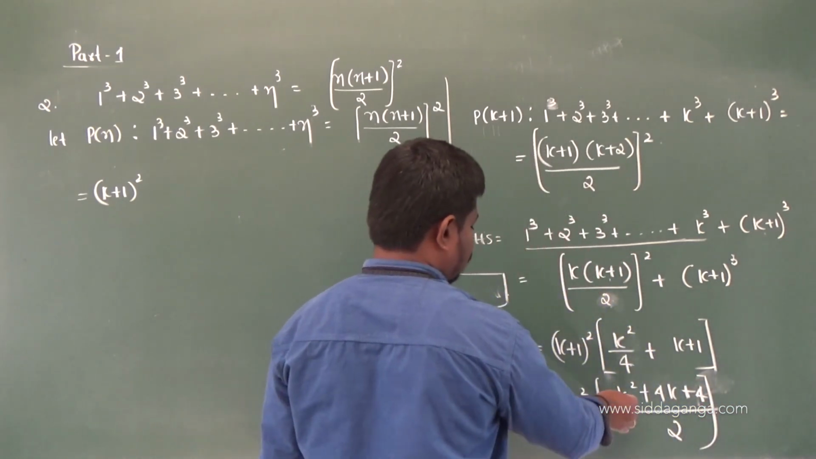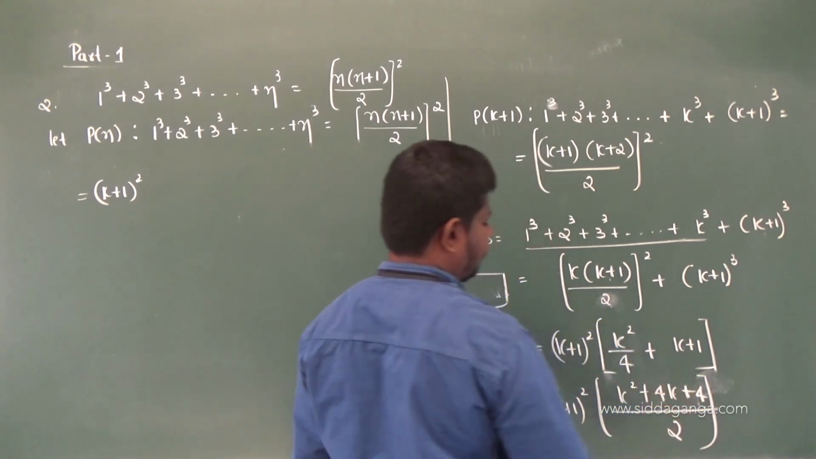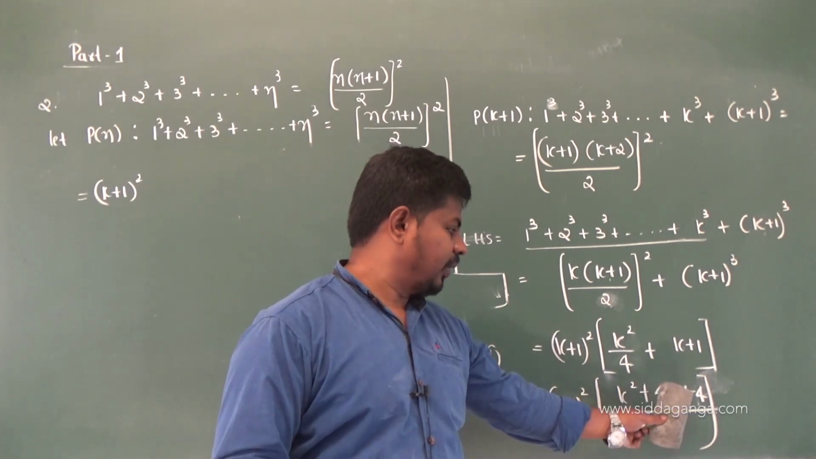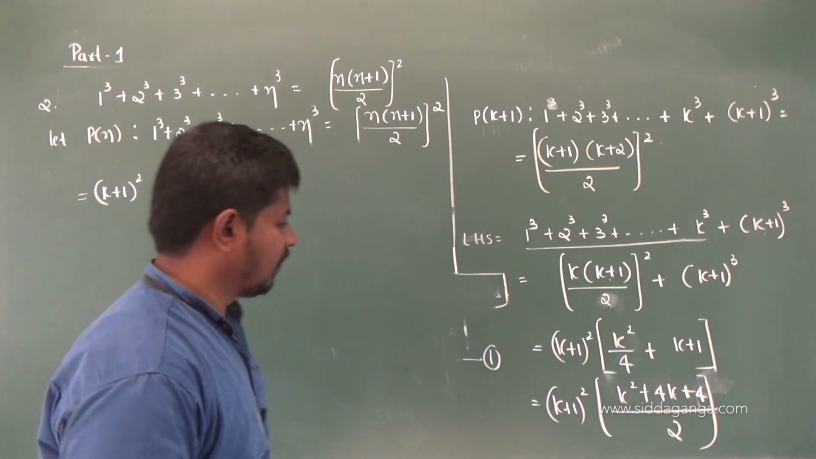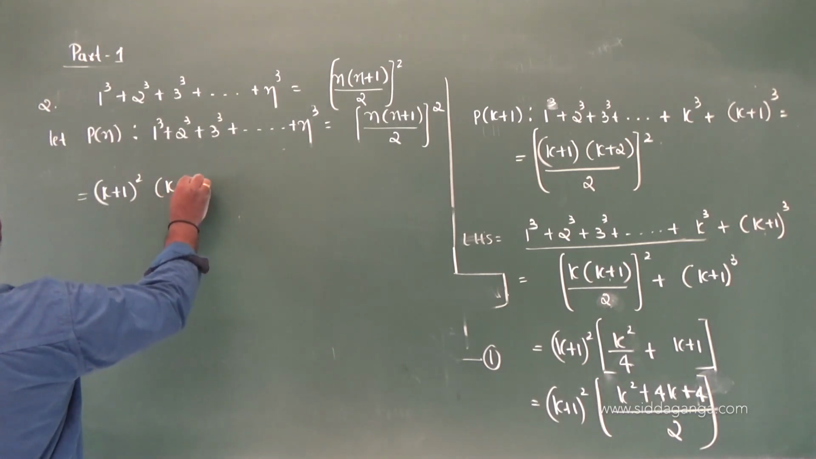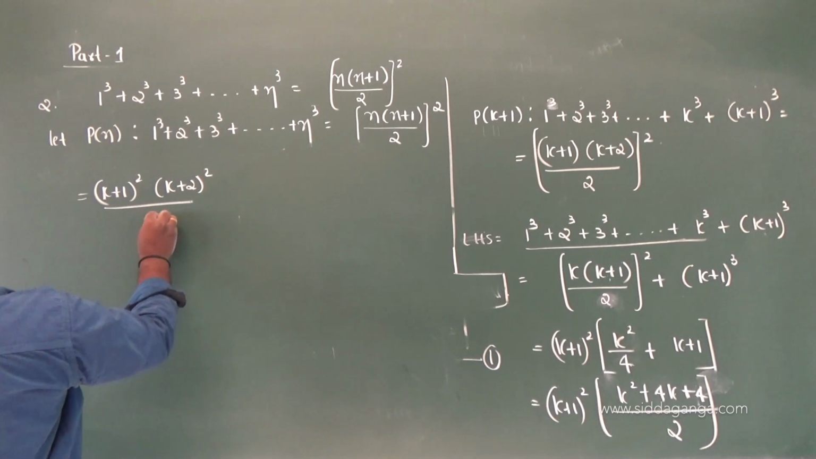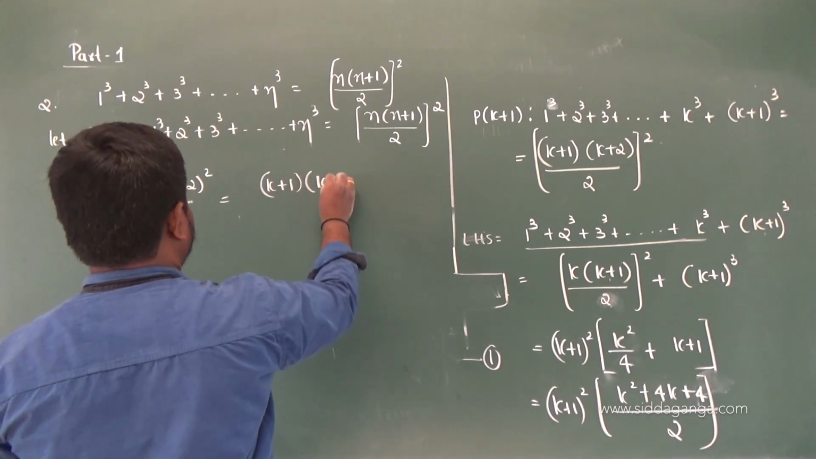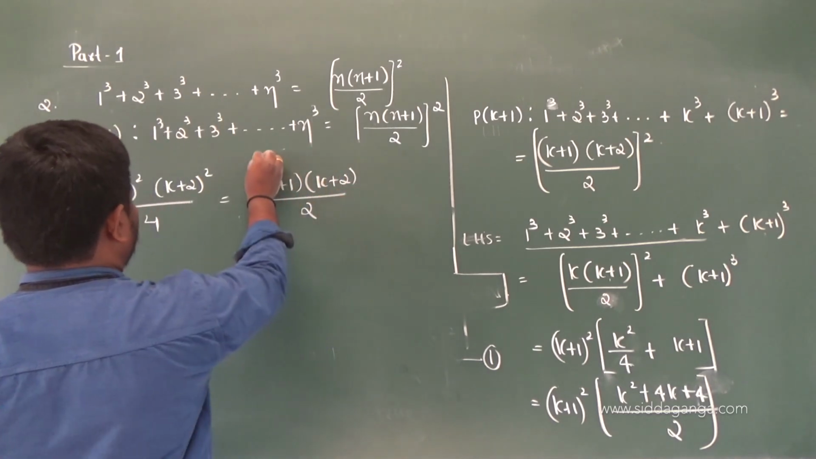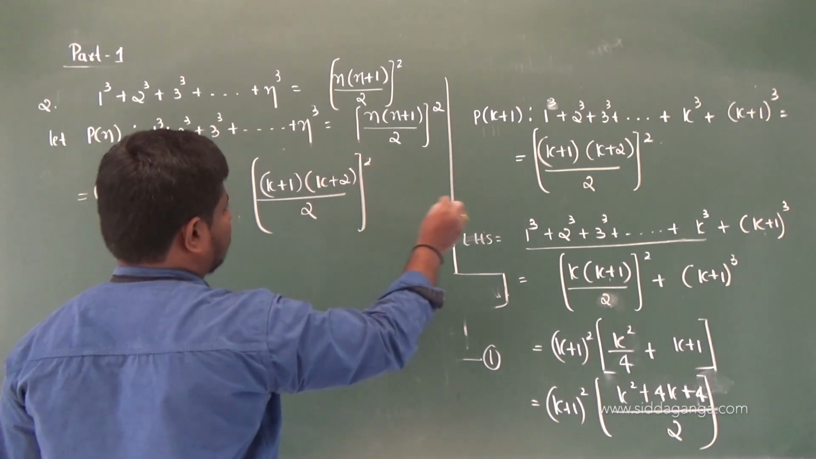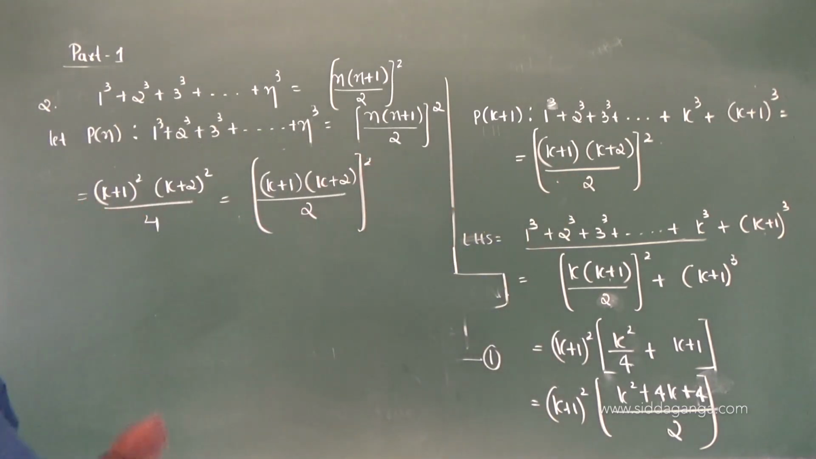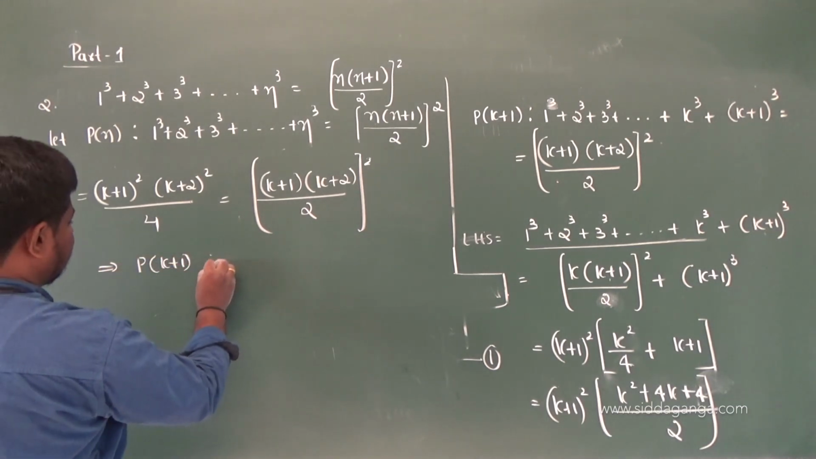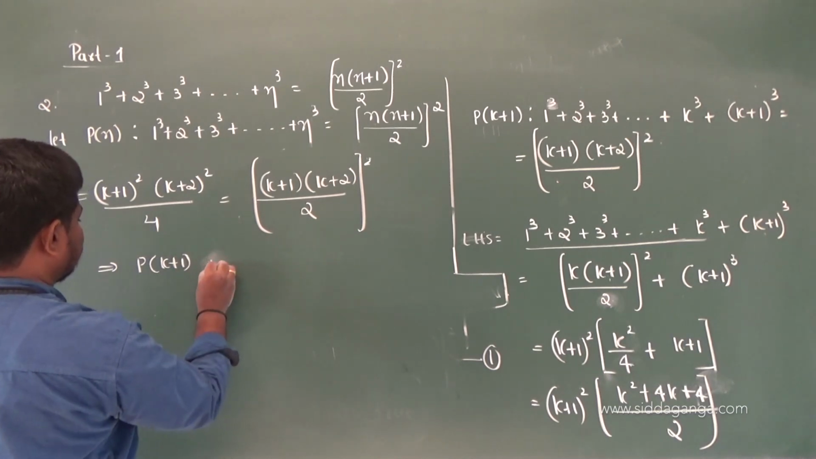So it is of the type a square plus 2 square plus 2 into k. a square is k square, b square is 2 square, plus 2 into k, that is 4k. So you get (k plus 2) whole square. So that is (k plus 2) whole square by 4, and this is the same as ((k plus 1) into (k plus 2) by 2) whole square. That's what the RHS is. This implies P of k plus 1 is also true.